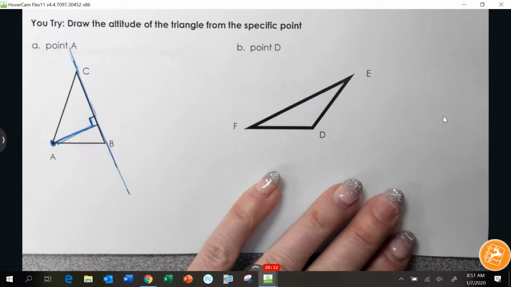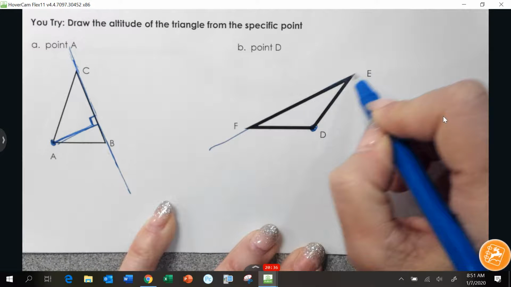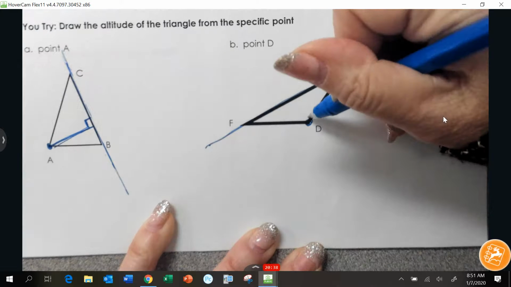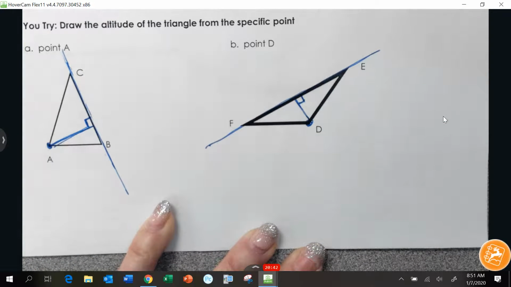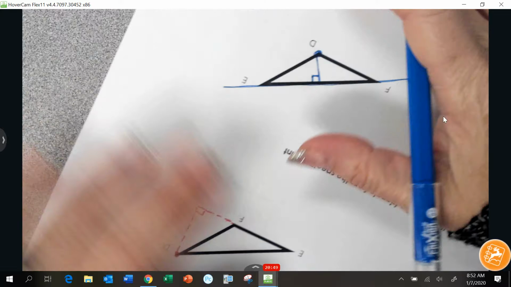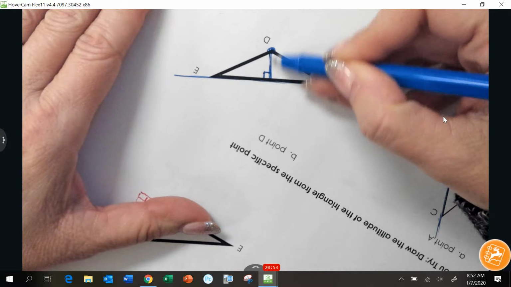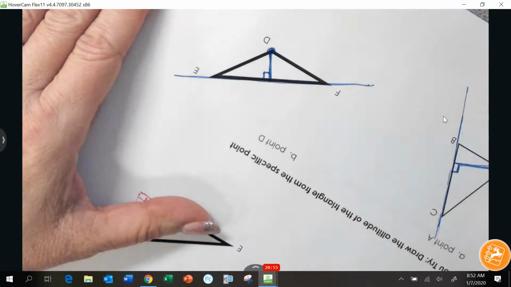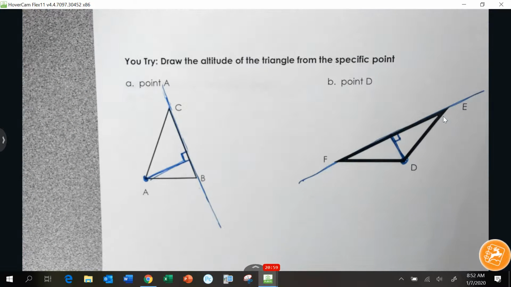And then this one, point D, that has to connect to FE. It has to make 90 degrees. So I'm going to go straight to FE and make 90 degrees. So that's where that one should be. And again, if I turned it, then it would look more like a height at that point. Okay? Does anybody need to see this longer? Could I go to my next page?